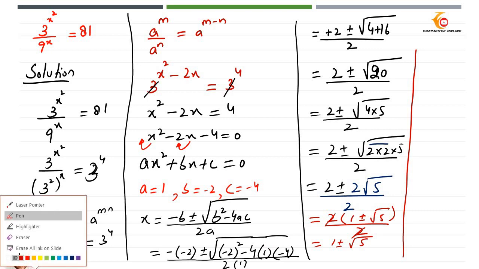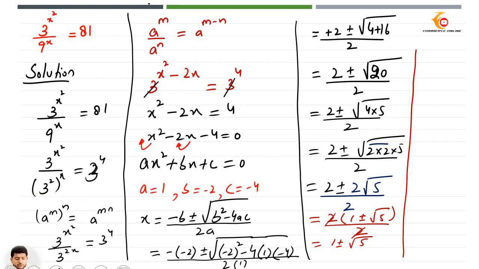So that means that now x would be equal to 1 plus under root 5, or either x equals 1 minus under root 5. So that's it. That's the answer.